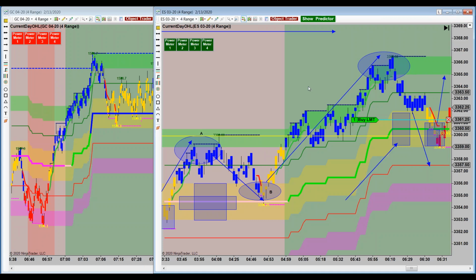Where should it go? You're long. You're filled right here. You're long at 61.25. Here you got 2 on. You got two contracts long ES from 61.25. Where are you looking for it to go?